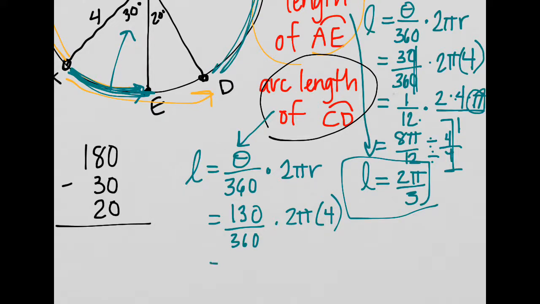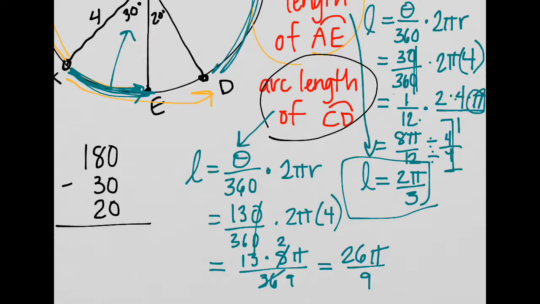So now I'm going to simplify this a little bit. I know I could cancel out my zeros. 13 is a prime number, so not much I can do there. But I know I am going to be multiplying it by 8 over 36 now, okay? So I could simplify this a little. I could divide this by 4. We'll get 2 here and 9 here. So I'm going to have 26 pi over 9 just by multiplying that across. And there's really no other way I can simplify that. So this is the arc length of CD.